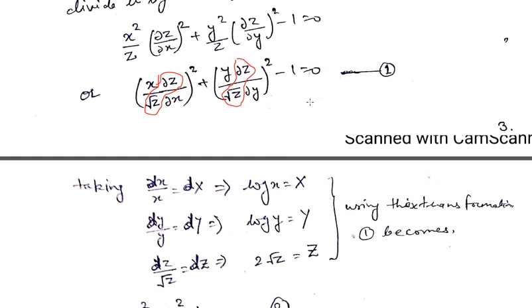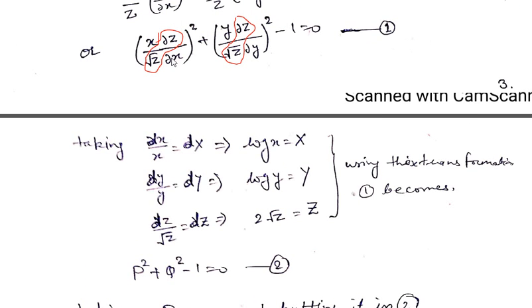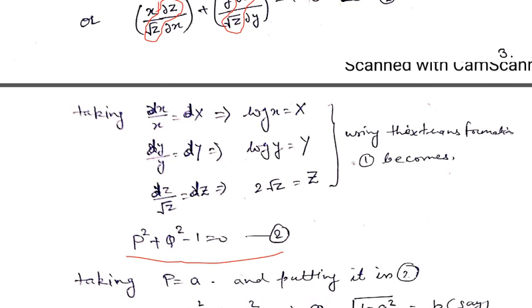Using this transformation, this equation 1 becomes P square plus Q square minus 1 equals 0, where capital P is del Z upon del X and capital Q is del Z upon del Y in terms of the capital X, Y, Z variables. Now this equation 2 is in its standard form, function of P, Q is equal to 0. No x, y, z present here.